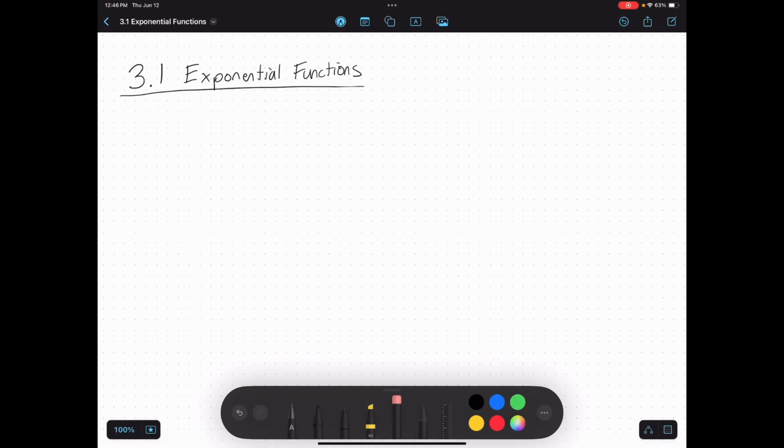Okay, welcome to our concept video for section 3.1, where we're going to talk about exponential functions. So now we're moving on to a new chapter that's all about exponential functions and logarithmic functions, which we'll talk about in the next section. And this is good because now we get to expand the type of functions that we can work with.